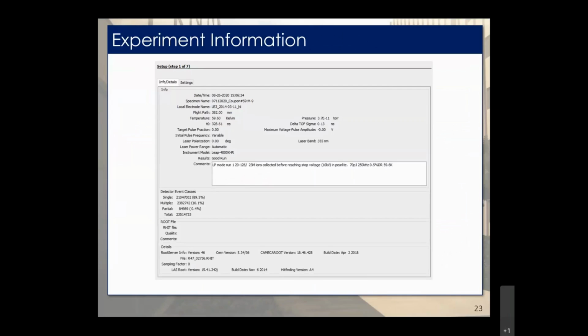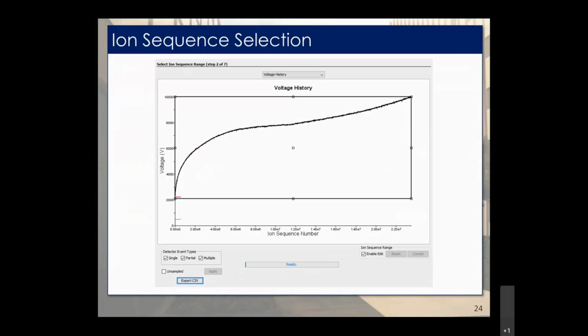So when we go to start our reconstruction, the first thing we're looking at is essentially a summary screen that just says a lot of the information about what came off the atom probe, how the experiment went, as well as comments put in by the operator. So then the first thing that we want to do when we start to build a reconstruction is we need to select the ion sequence that we're going to reconstruct.